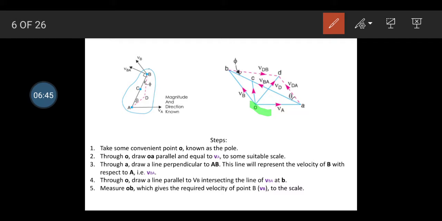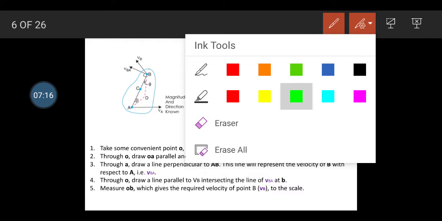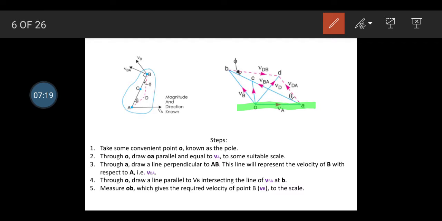Through O, we have to draw OA parallel to VA. So where is VA? VA is present over here. VA is the velocity of A, so we have to draw a parallel line. OA is parallel to this VA. Now through O, draw OA parallel and equal to VA. So this is the line which we have drawn, OA, parallel to VA.